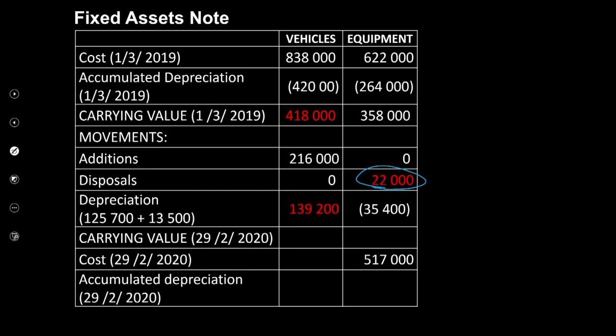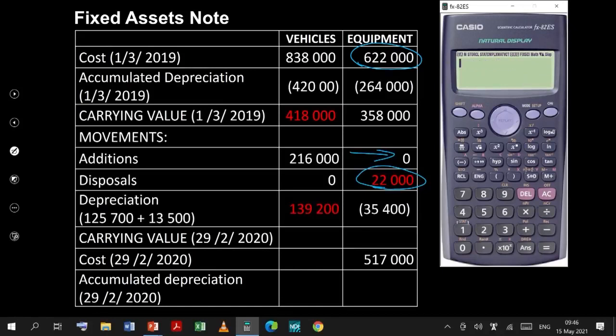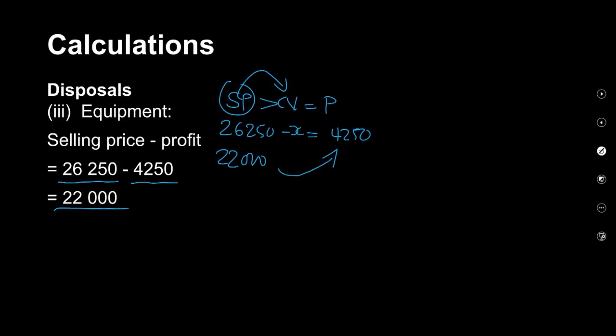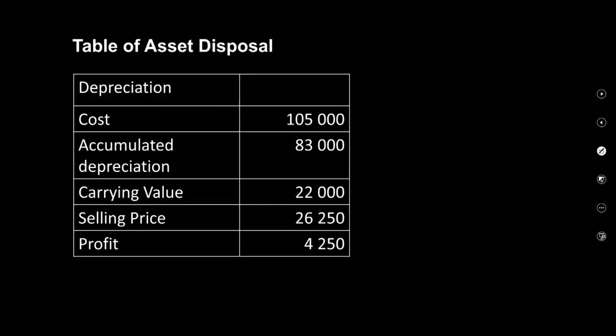If you look at equipment, you have an opening balance of 622,000. There were no additions, so that means you did not purchase any equipment. Therefore, if you take the 622,000 as your opening balance, minus your balance at the end of the year, which is 517,000, which is given to you, you get 105,000 Rand. What is the 105,000 Rand? The 105,000 Rand will now be your cost price of the asset that you are disposing.